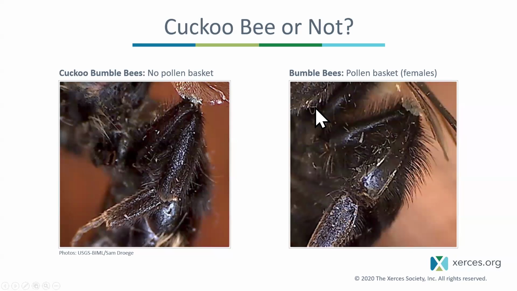In contrast, for our non-cuckoo bumblebee species, they will have pollen baskets in that middle section of their hind leg that will be bald where they will be packing their pollen. And it's also going to be really triangular in shape. They'll have a nice triangle there for them to pack their pollen in.